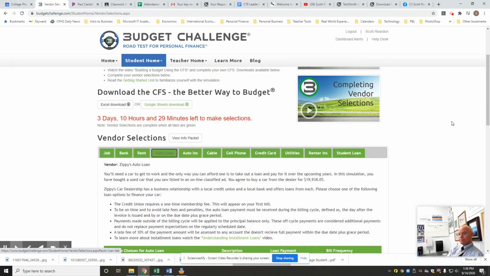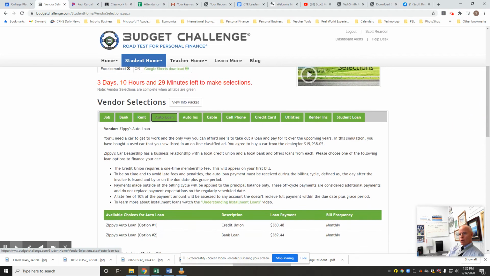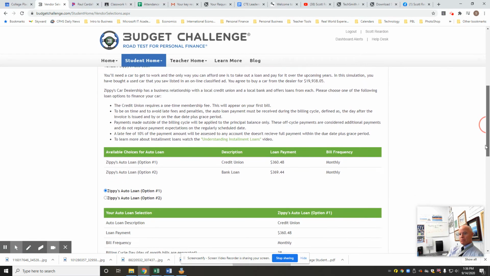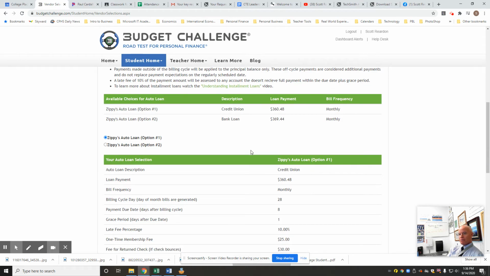Auto loan. We're buying a car for $19,900. We have 2 auto loan options. The first one is the credit union. Now, the credit union, they're going to charge you a $25 one-time membership fee. That's down here. So the first payment is going to be this $360 plus $25. Choose that option. The bank loan option, they're going to charge you $369.44.